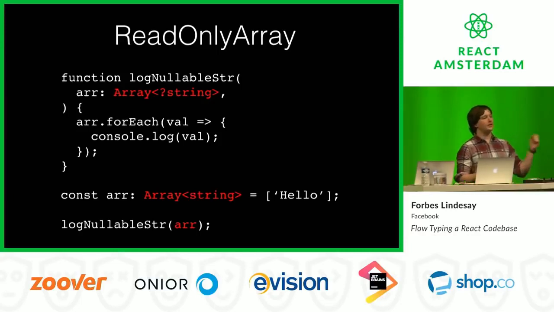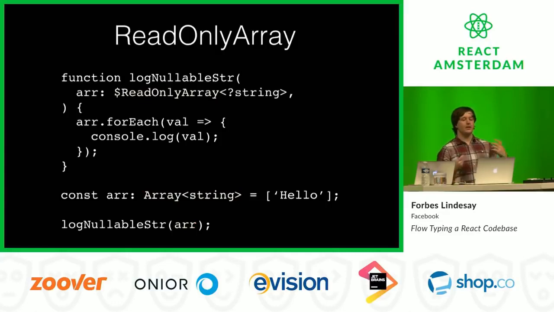The solution to that is to tell Flow that the array is read-only. We just use a type of read-only array instead of array, and Flow is completely happy now. Flow says it's fine to pass an array of strings into a function expecting a read-only array of nullable strings, because all of those values in the array are going to be nullable strings. They just all happen to not be null.